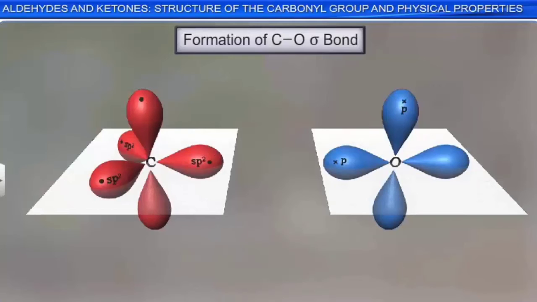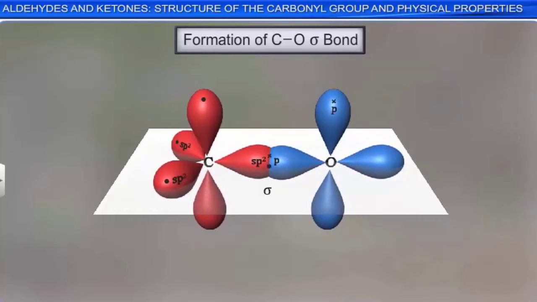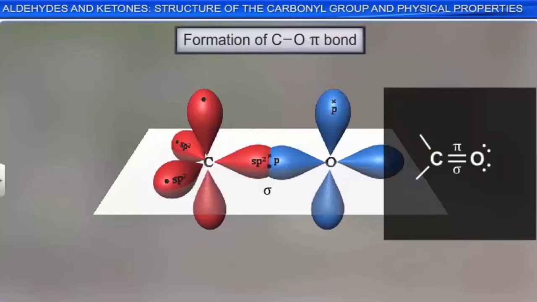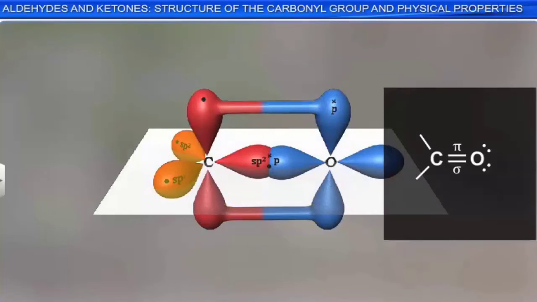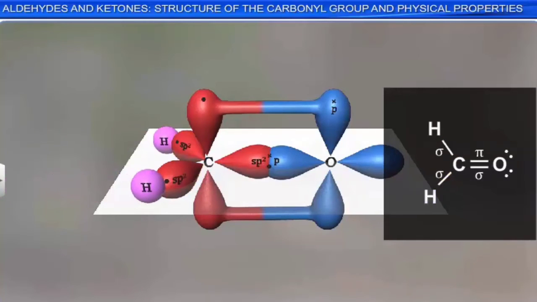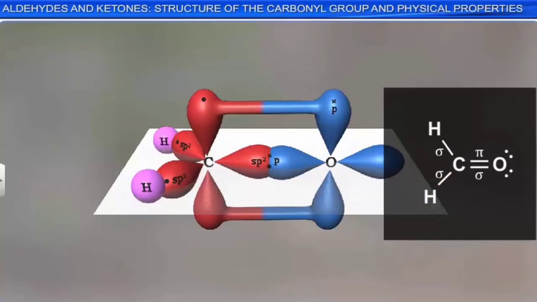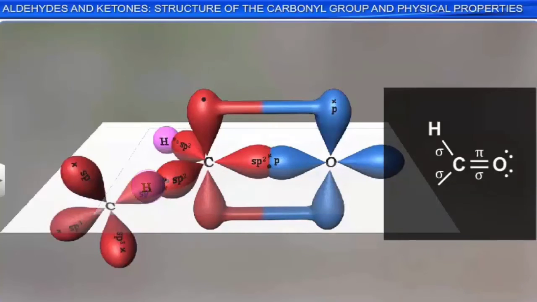The carbon to oxygen sigma bond is produced by the overlap of one sp2 orbital of carbon with a p orbital of oxygen. On the other hand, the carbon to oxygen pi bond is formed by the sideways overlap of the p orbitals of carbon and oxygen. The remaining 2 sp2 orbitals of carbon form 2 sigma bonds with the s orbital of hydrogen, as in formaldehyde, or 1 sigma bond with the s orbital of hydrogen and another sigma bond with an sp3 orbital of the carbon of the alkyl group.